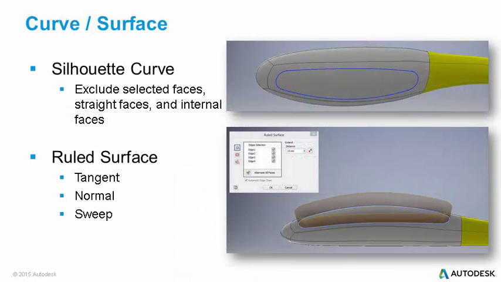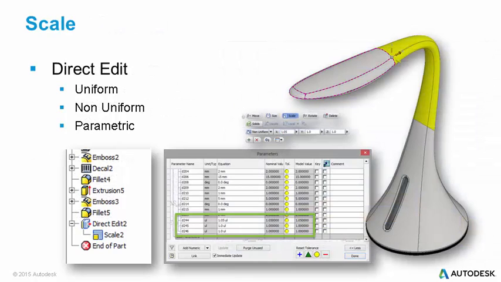Curve and surface tools have also been enhanced in 2016. The Silhouette Curve tool now supports the exclusion of selected faces, straight faces, and internal faces. And a new Ruled Surface tool is available to us, allowing us to create ruled surfaces with tangent, normal, and sweep options. A new scale function has been added to Inventor 2016 as well.